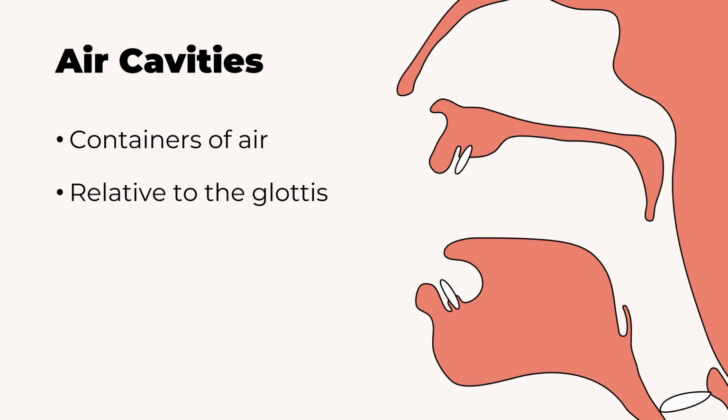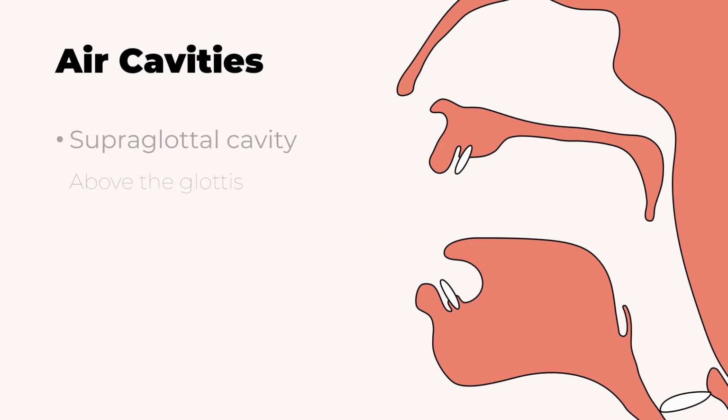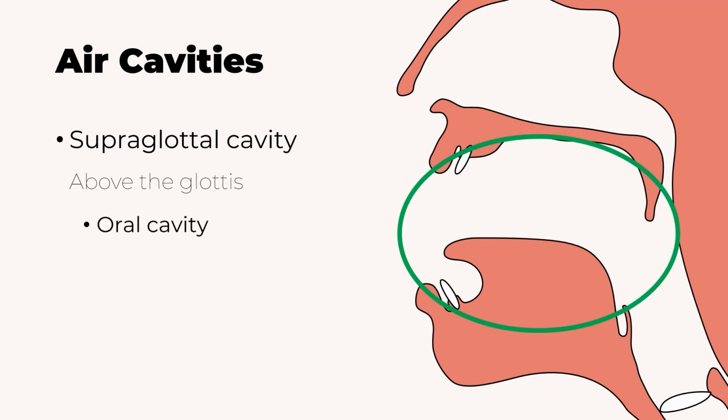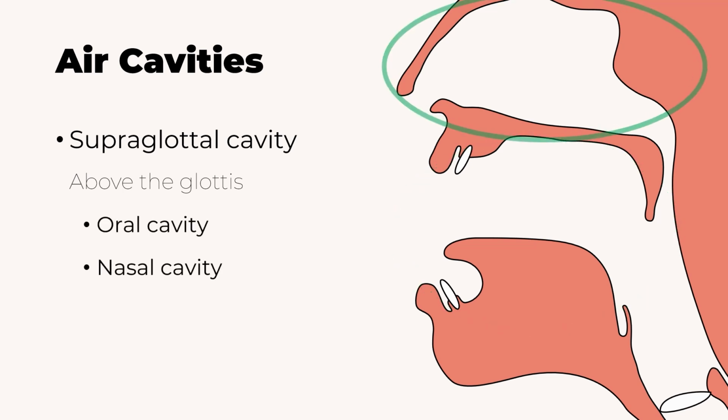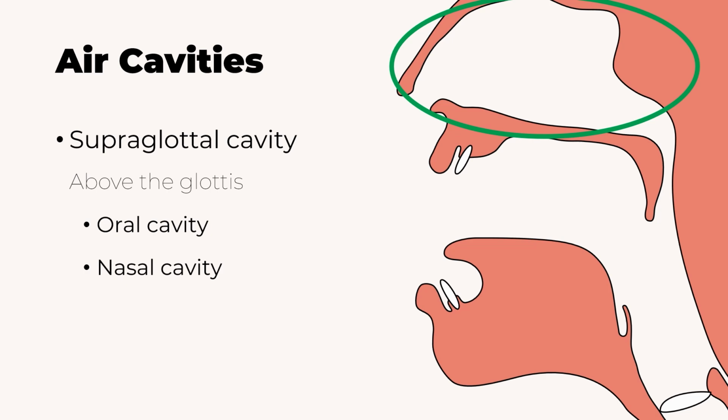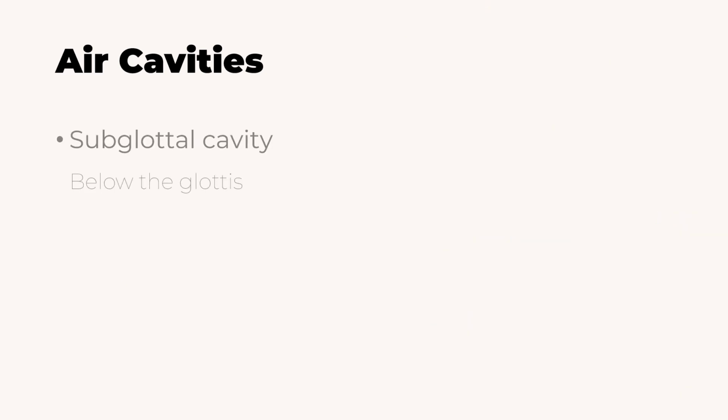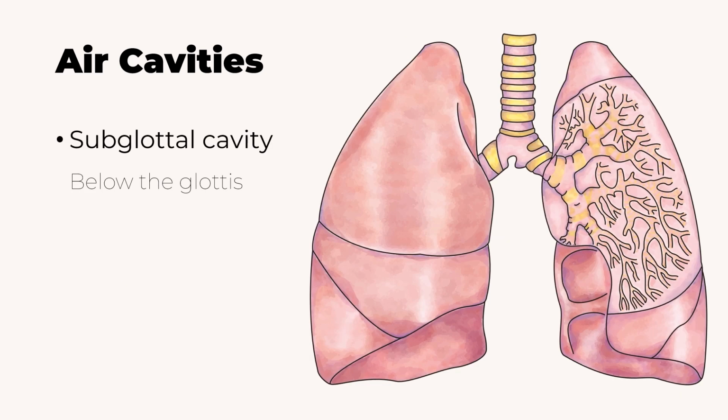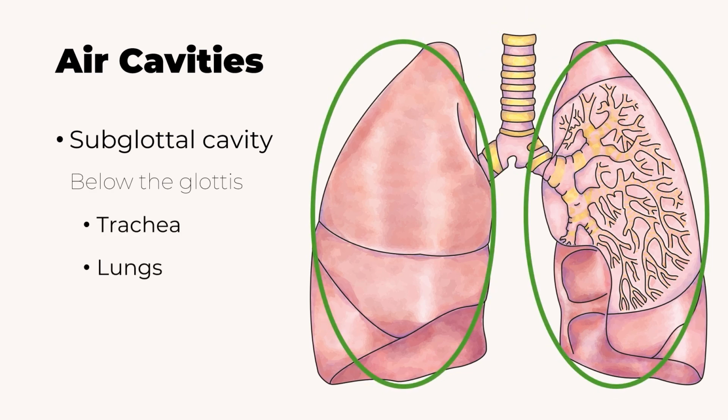In this image we can see the glottis down there in the bottom right corner. Above the glottis there's the supraglottal cavity. It consists of the oral cavity, which is essentially your mouth, and the nasal cavity above, used for nasal sounds. Below the glottis is the subglottal cavity. The subglottal cavity is made up of the trachea, you can see there, and the lungs.